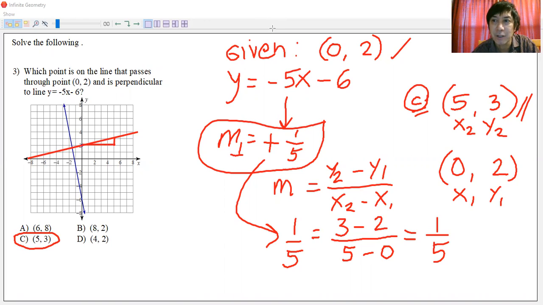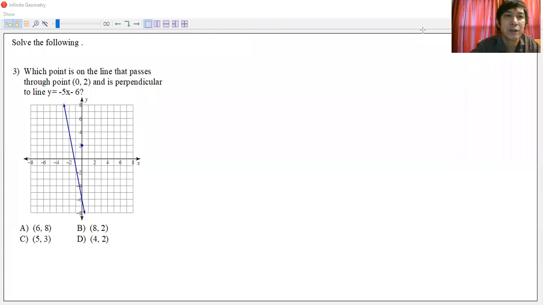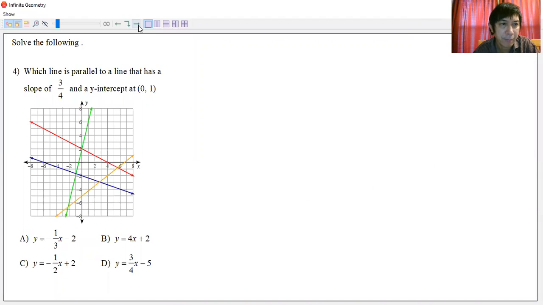All right, so this goes to our number 3. Let's continue with the next number. Let's have number 4. Okay, here's number 4. Which line is parallel to a line that has a slope of 3/4 and a y-intercept at 0, 1? Okay, all right.